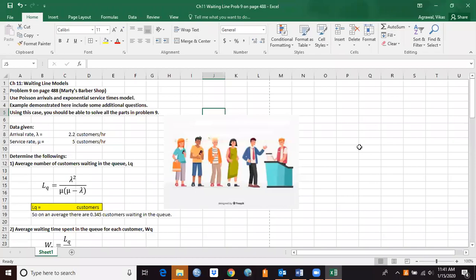Hello students, in this video I will demonstrate how to solve a simple waiting line problem. We're going to focus on a single server system where you have one person serving all the customers waiting in the line. This is problem number 9 on page 488, Marty's Barber Shop, in chapter 11, waiting line models.